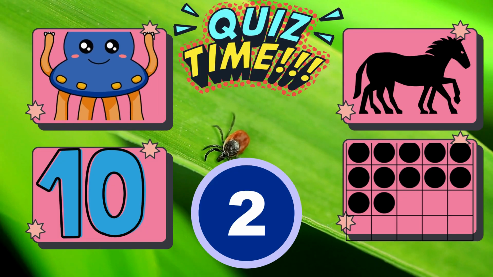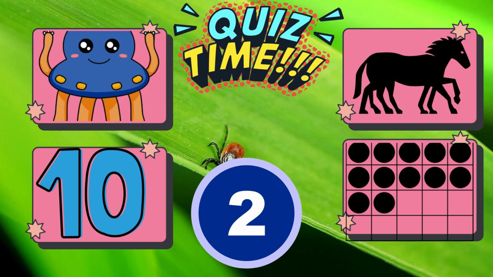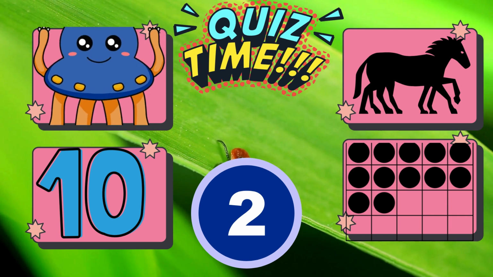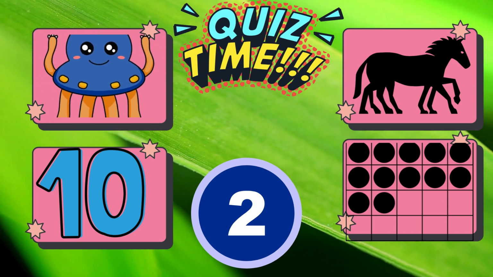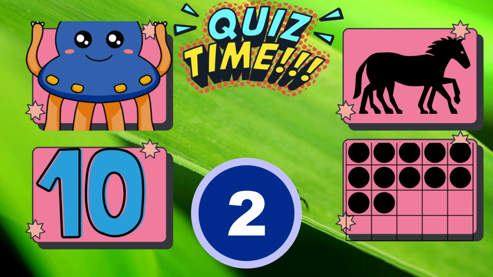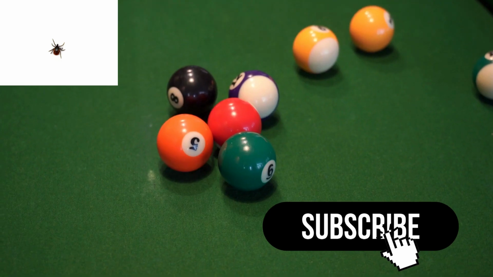How many legs does an adult tick have? A. 6. B. 8. C. 10. D. 12. Answer 8.